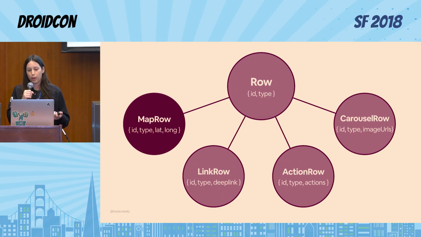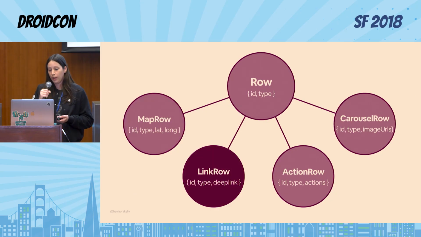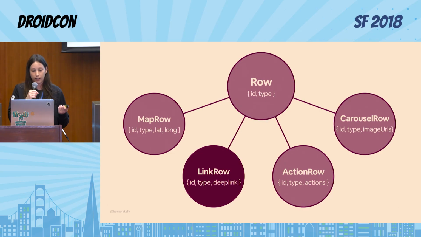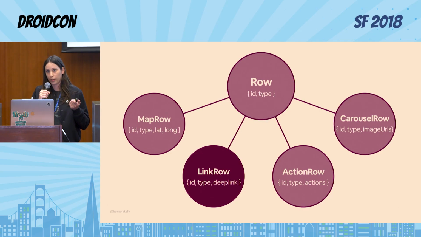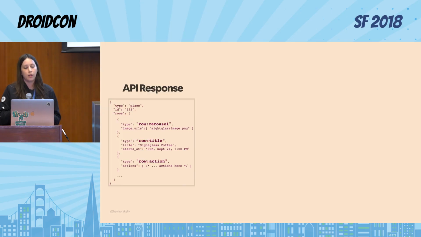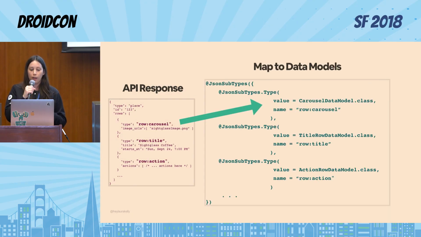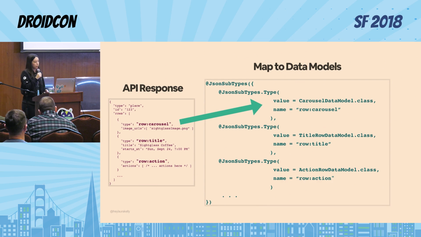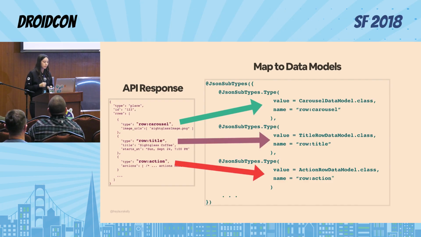Like for instance, the map row has lat long. And similarly, we have a link row where it has an ID and type, and it also has a deep link property, because this is a row that links out to a different part of the app. So this API response has a polymorphic set of rows that are passed in. They then get sent to the client, where the client will map those rows into a corresponding data model. So in this case, we've got a carousel row that's being mapped into a carousel data model, and so on.